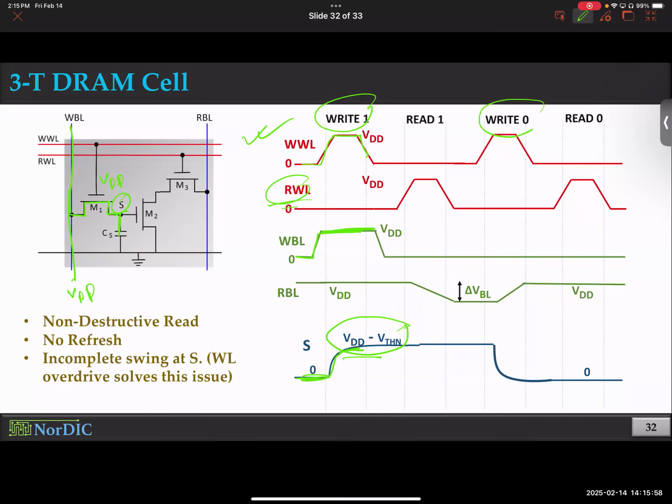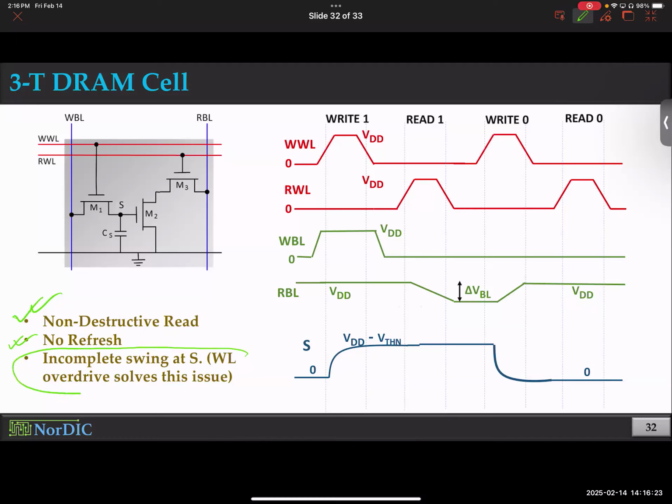And similarly, when you write 0, you just provide 0 to the write bit line. This is your write bit line, and your storage node goes down. Simple. Basically, exactly what we discussed in the regular DRAM case. The good thing is for the read operation, it's not destructive anymore. And obviously, for that reason, you don't need any refresh. And then just one problem still remains.